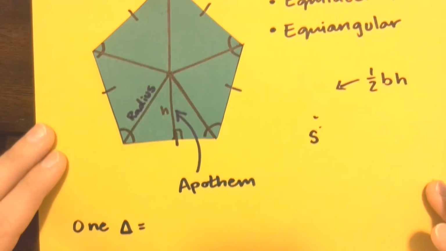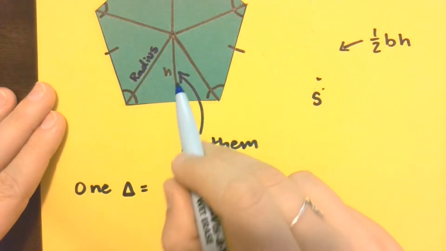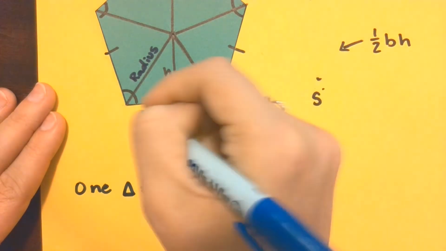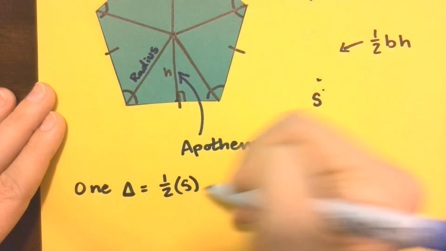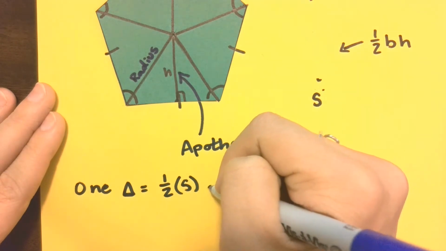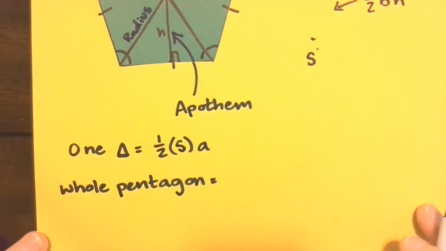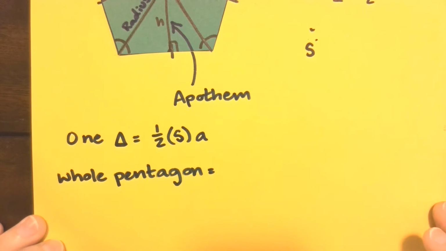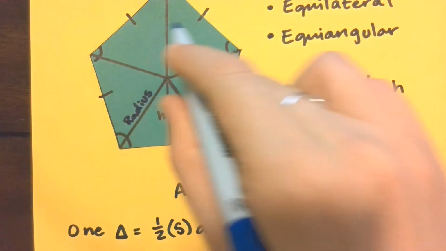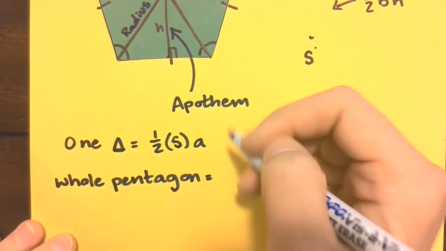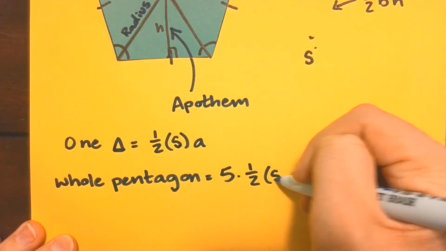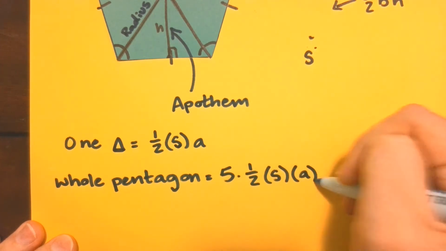So using our new words, if we're finding the area of this one triangle, we said that was going to be 1/2 the base, which is the side length, times the height, which we now said is called the apothem. So I'm going to use the letter A for that. So if that's one triangle, 1/2 side length times the apothem, that means that my whole pentagon, since it has 5 of these triangles in it, is just going to be 5 times 1/2 side length times the apothem.